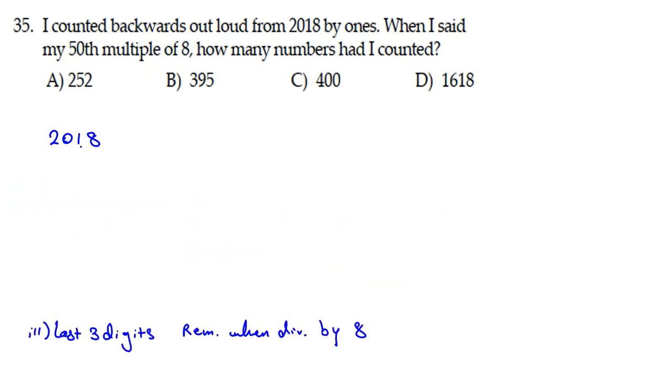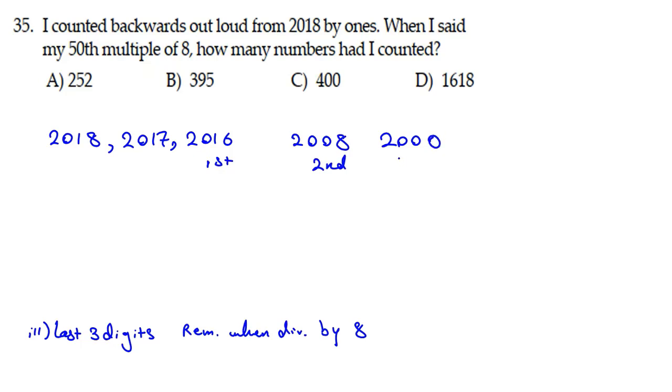So 2018, the remainder is 18 mod 8. 18 mod 8 is 2. So 2018, 2017, 2016. So it is first multiple of 8. Okay, first. Then next multiple of 8 is what? 2016. Next one, 2008. 2000.